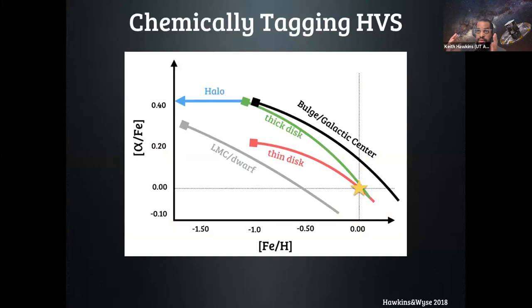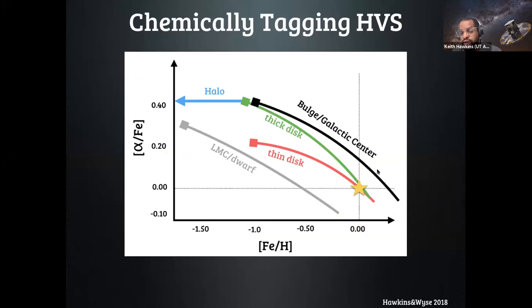And so this is the Tinsley diagram, the alpha-metallicity diagram that we all know and love and that we saw a lot of yesterday. The idea is that if hypervelocity stars really are coming from the galactic center, they should be drawn from this black curve. They should be metal rich. They should be enhanced in their alpha abundances probably. But if they're coming from the LMC, they should probably be metal poor and much lower in their alpha enhancement.